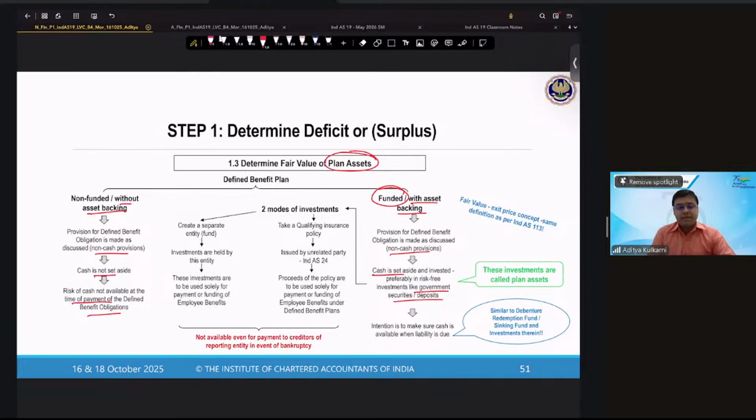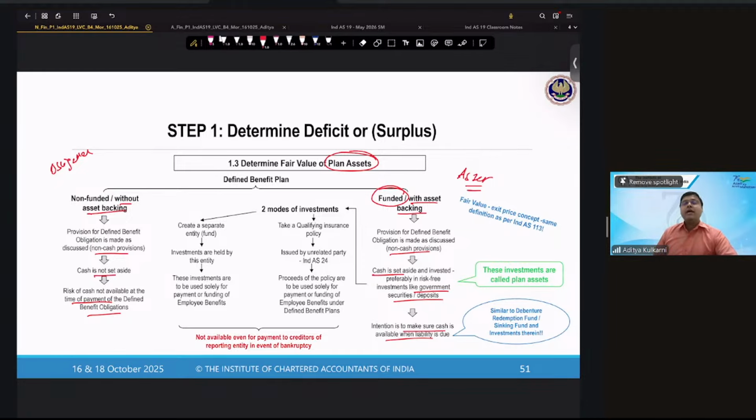Okay, ये उनका पैसा है. So the intention is to make sure the cash is available when the liability is due. So we have an obligation and we have an asset. Two things come out of this.